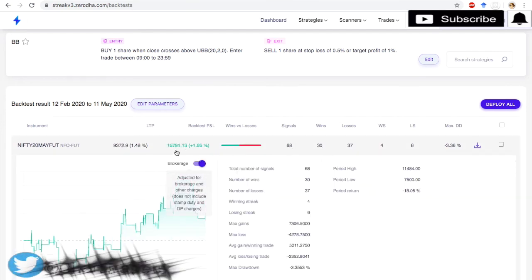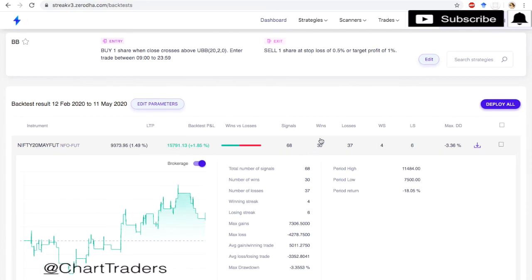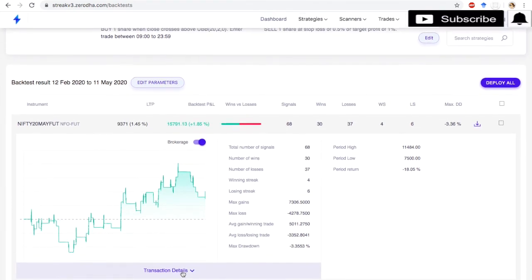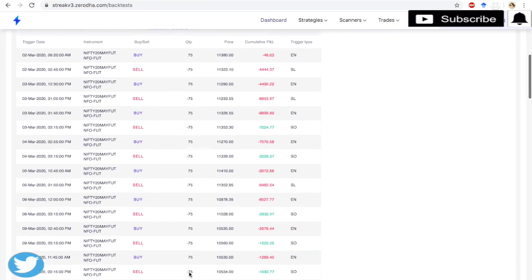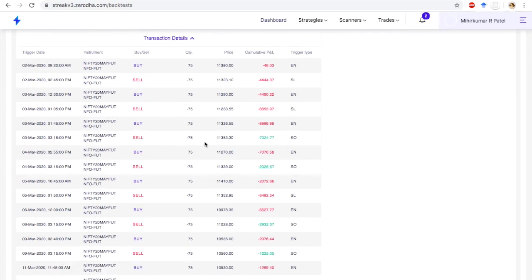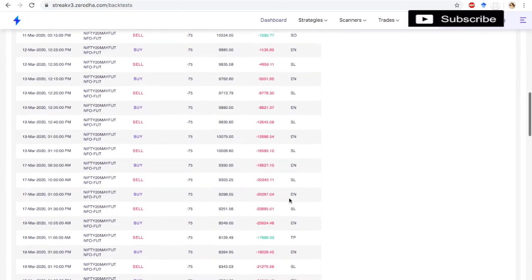If you remove the brokerage, the profit is around 50 or 60,000, and the accuracy is around 45 percent. The maximum gain is 7,000, maximum loss is minus 4,000. And you can see the transaction history also. On 2nd March around 9:20, the buy price and stop loss trigger are around 245. SL is stop loss, and SO means exit around 350 because it is an MIS order.